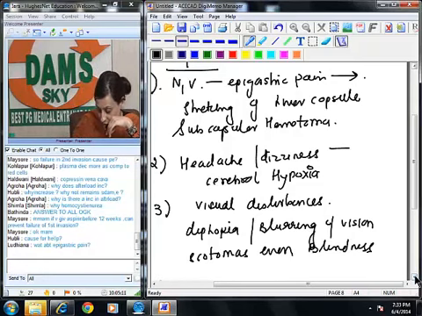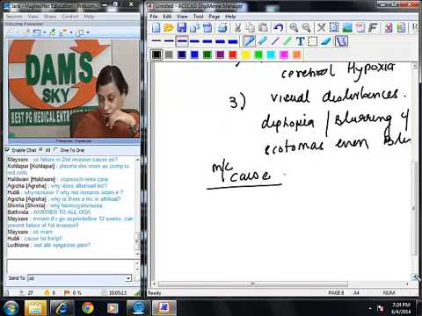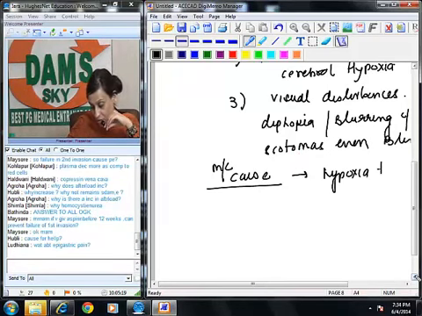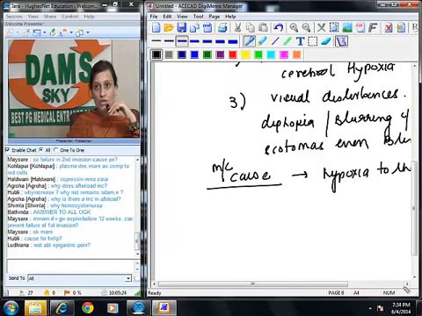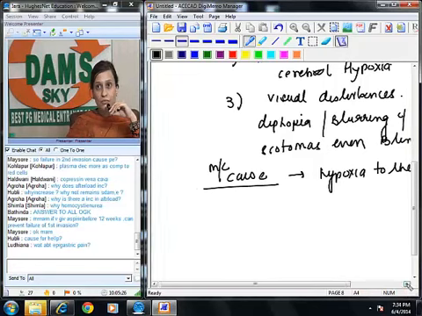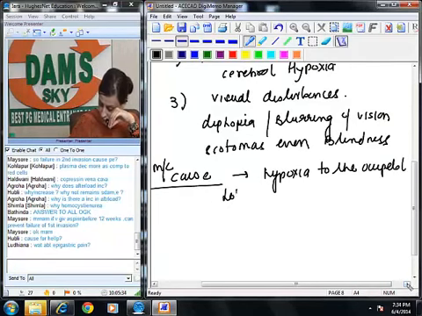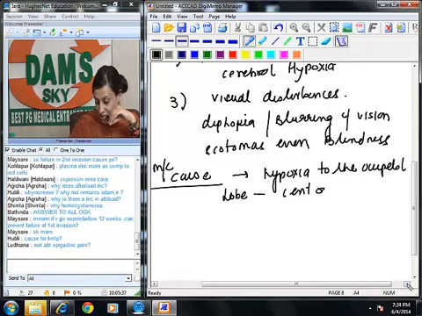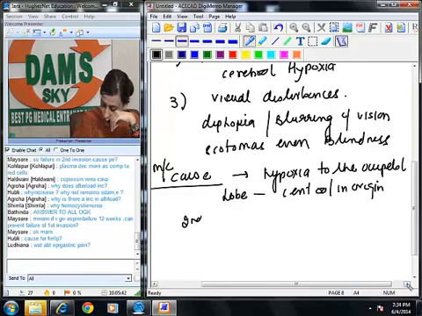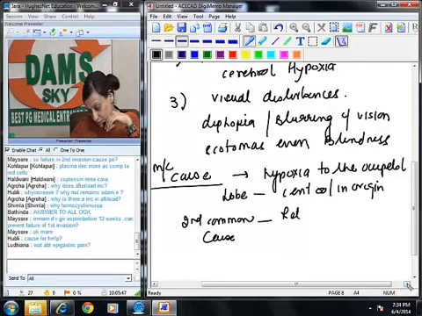Now, what is the cause of blindness? The most common cause of blindness is hypoxia to the occipital lobe. So it is central in origin. And the second common cause of blindness is retinal detachment.